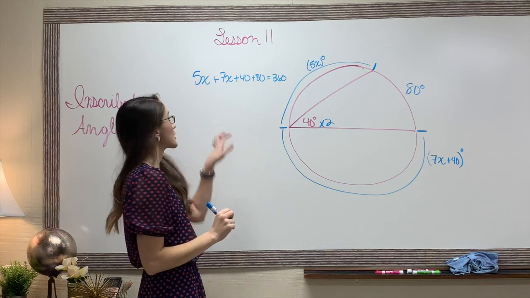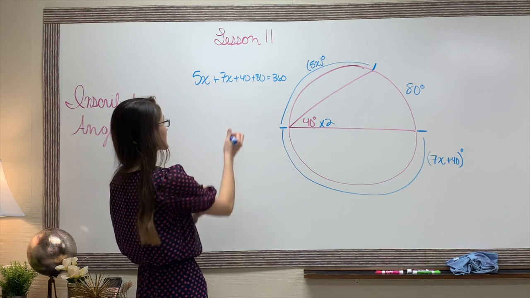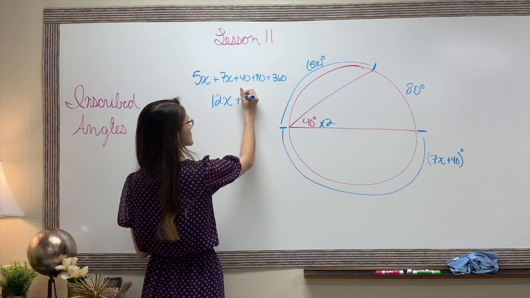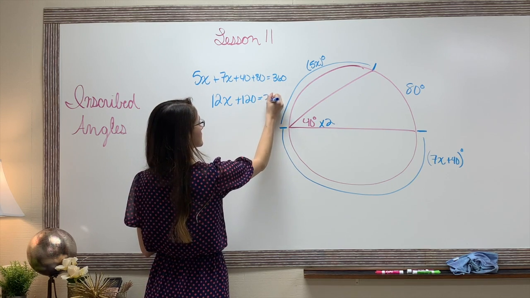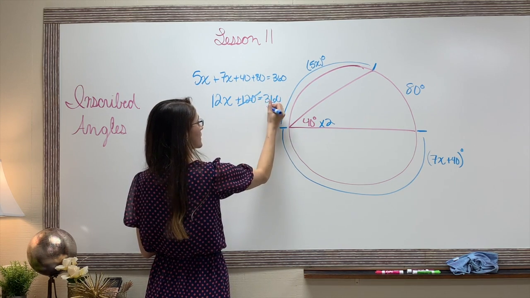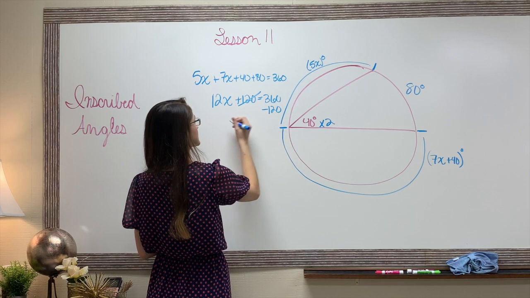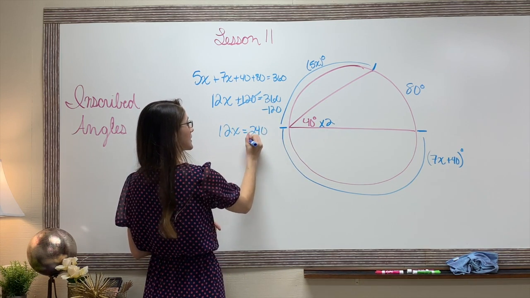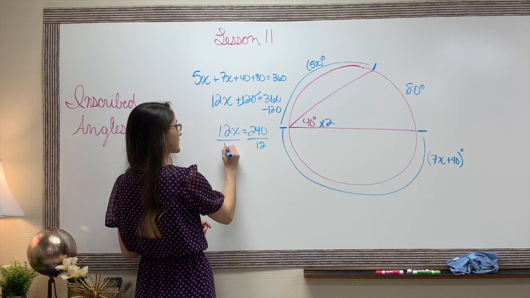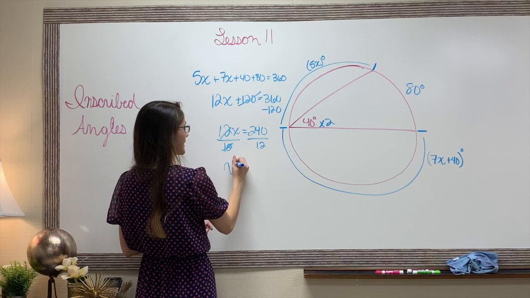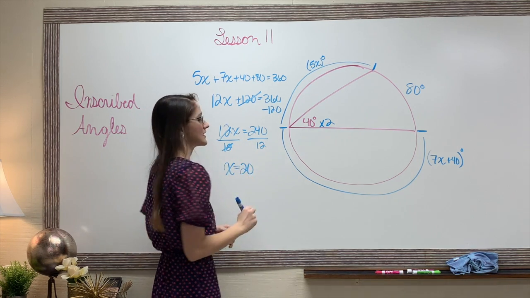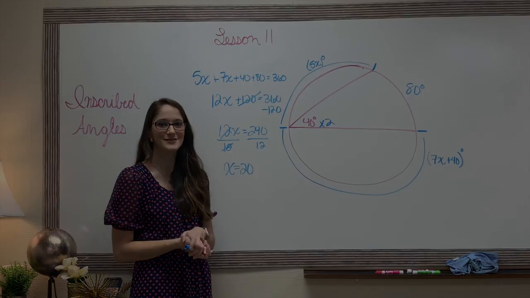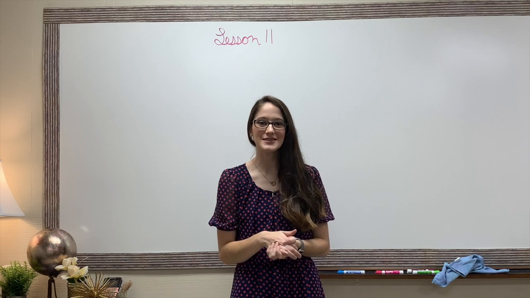So we're going to add like terms, and 5x plus 7x is 12x, and then 40 plus 80 is 120, equals 360. We're going to get rid of 120 by subtracting it from both sides. So 12x equals 240. Then we're going to divide by 12. And x equals 20. And we're done. We just found what they wanted us to find. We solved for x. Well, that's it for this lesson.